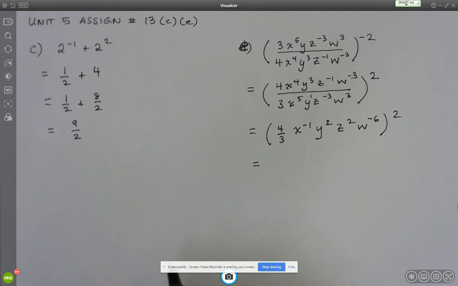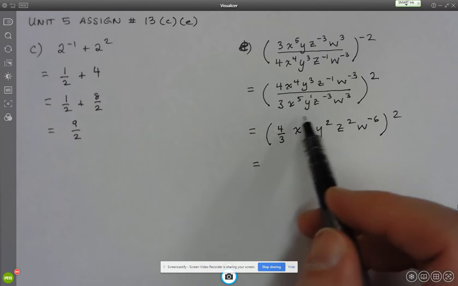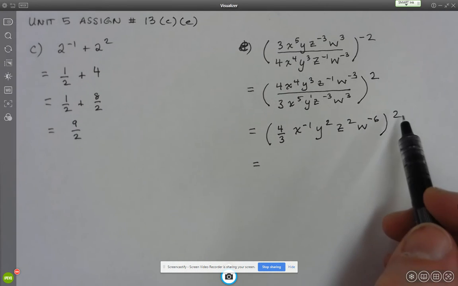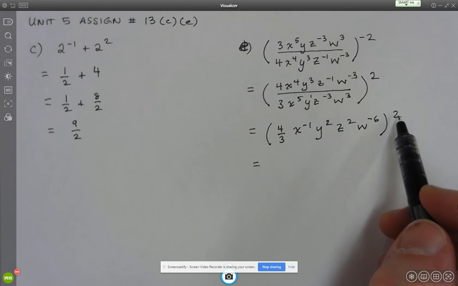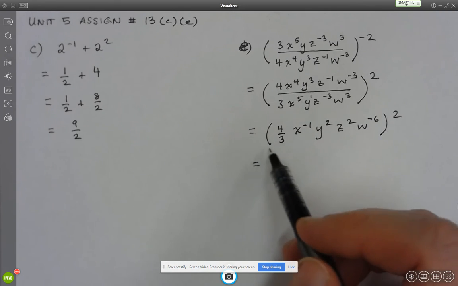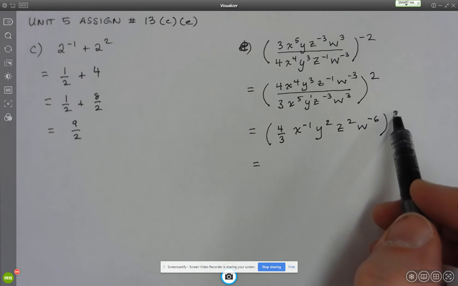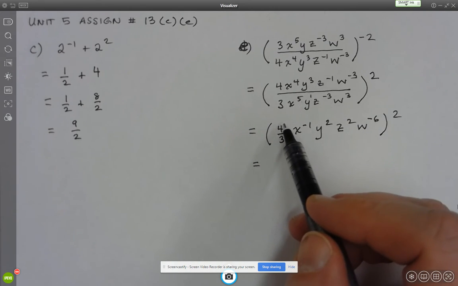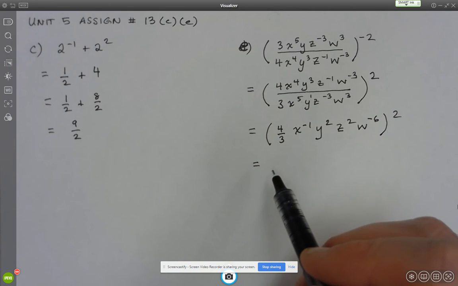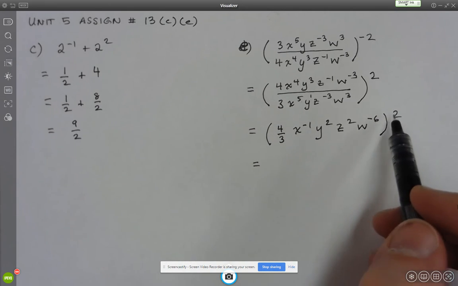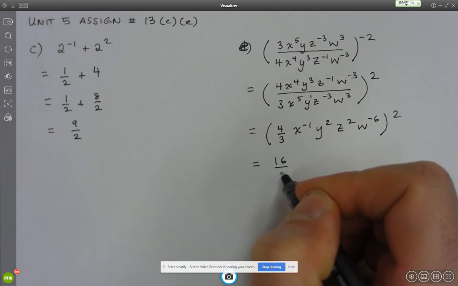But another common error, probably the most common of all, is to forget that when you've got this big expression in the bracket that's being squared or cubed to any exponent, this exponent applies to everything, including the number part. Okay, so that's the part that people often forget. So make sure that this square also applies to the coefficient 4 over 3. So 4 over 3 squared is going to be 16 over 9.